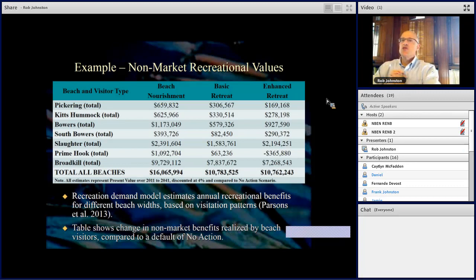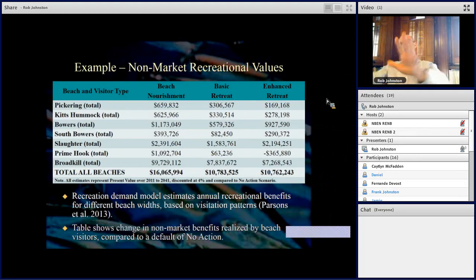These were the estimates we got. We looked at the 7 different beaches under different policies where 0 is no action. That was our default. You can see, for example, under beach nourishment, over all time periods, we get about $16 million of benefits just from recreation by nourishing the beach rather than doing nothing. So that's one of the aspects of benefits that we include.